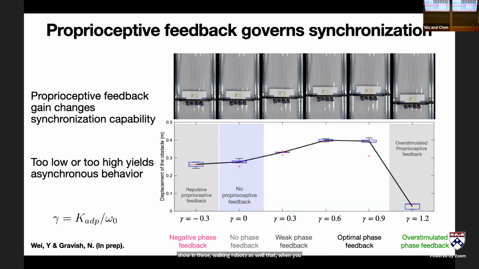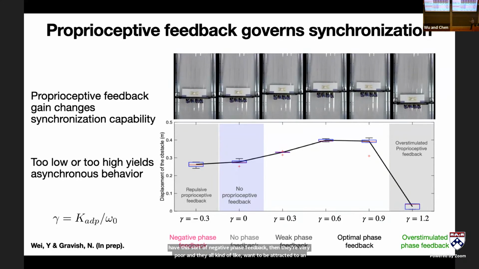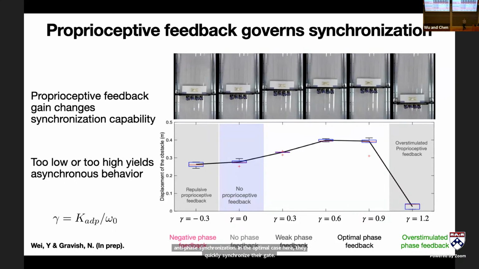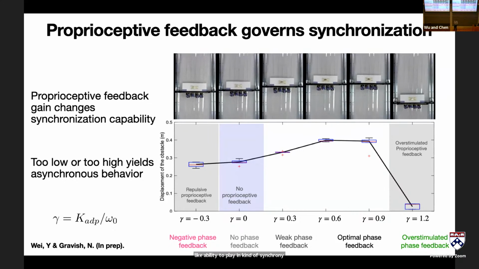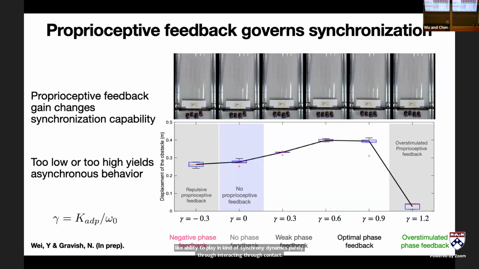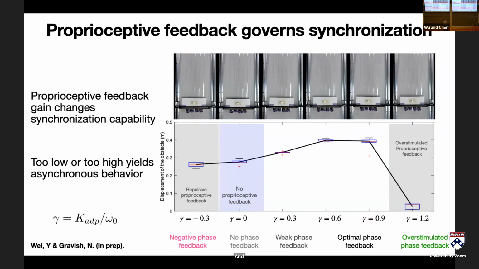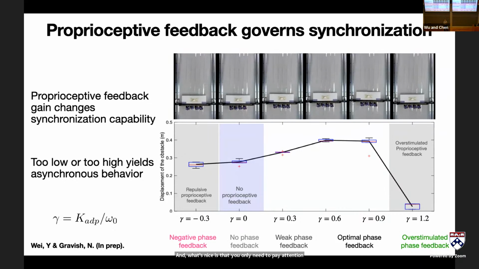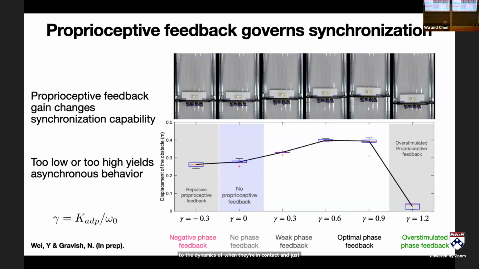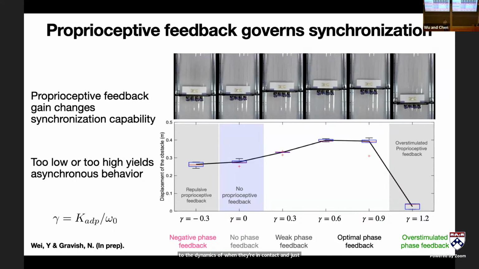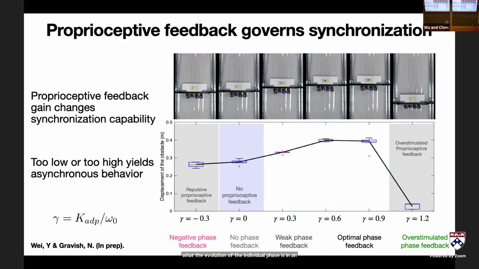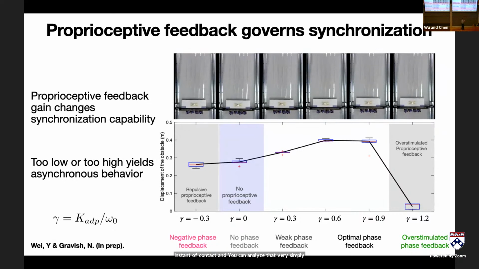And so you have this ability to play in synchrony dynamics purely through interacting through contact. And what's nice is that you only need to pay attention to the dynamics of when they're in contact, and just what the evolution of the individual phase is in an instant of contact. And you can analyze that very simply using a lot of the tools that we already know from studying oscillatory systems, using Poincare maps.